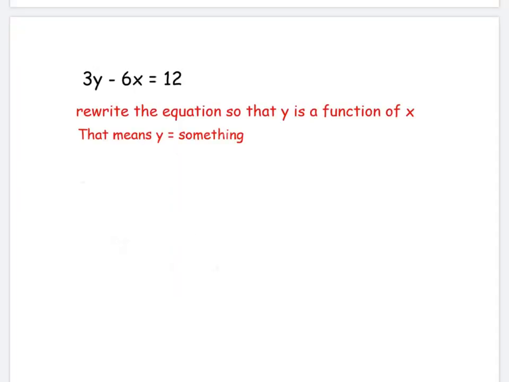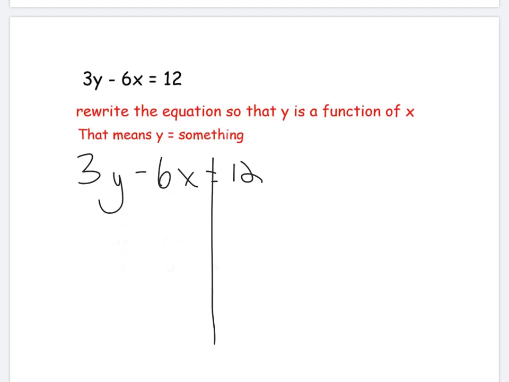I mentioned before that we would be coming back to function form. So you have an equation 3y minus 6x equals 12, and we want to write that in function form. And it says so that y is a function of x. So we want this to be y equals something. So basically it's the same kind of literal equation as we had before, except we want to solve this time for y. So if I have the equation 3y minus 6x equals 12.